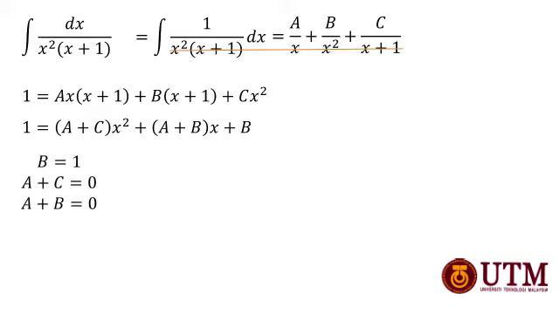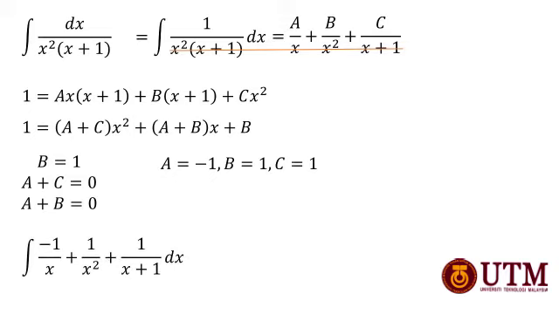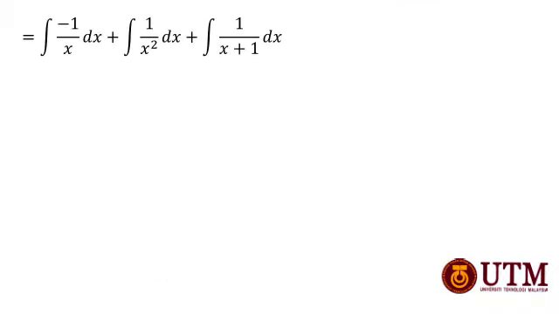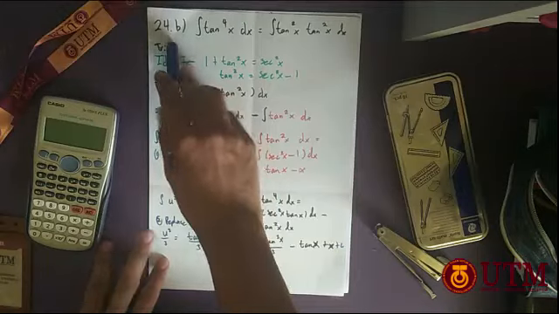And you will get b equals 1, a plus c equals 0, and a plus b equals 0. And a will be equal to -1, b is equal to 1, and c is also equal to 1. So substitute the values back into the equation and you will get this. And after that, just integrate it normally. I integrate it one by one so that it will be much easier and clearer, and this will be your final answer.